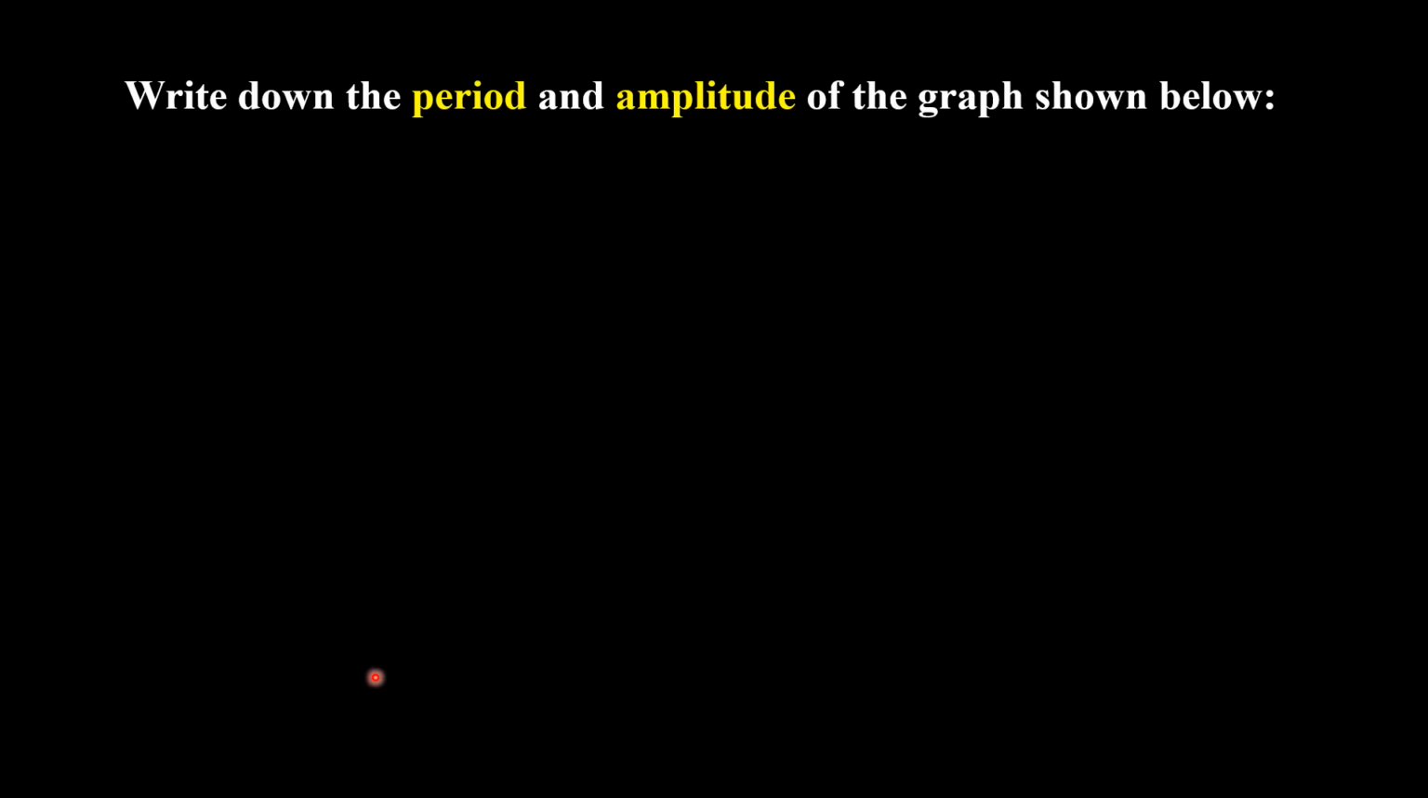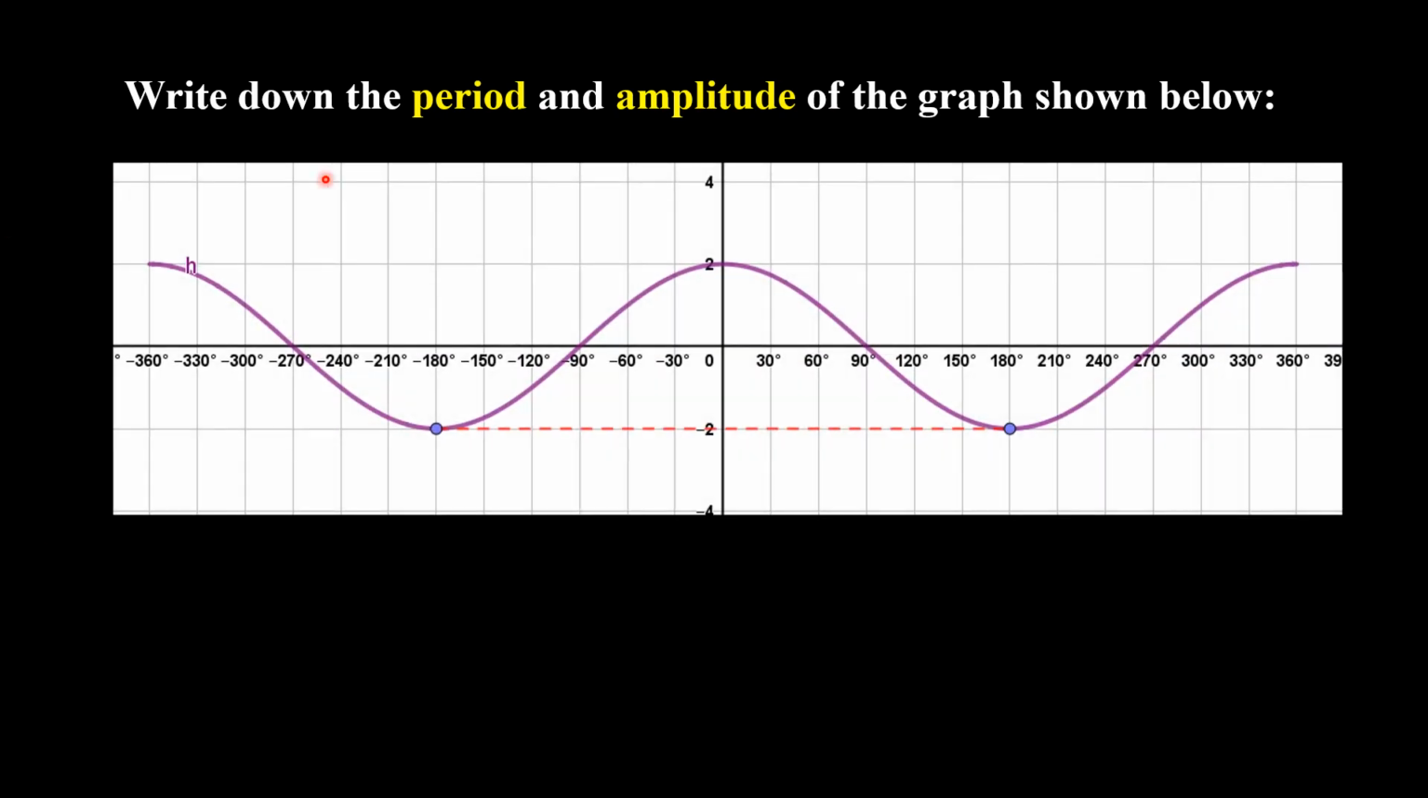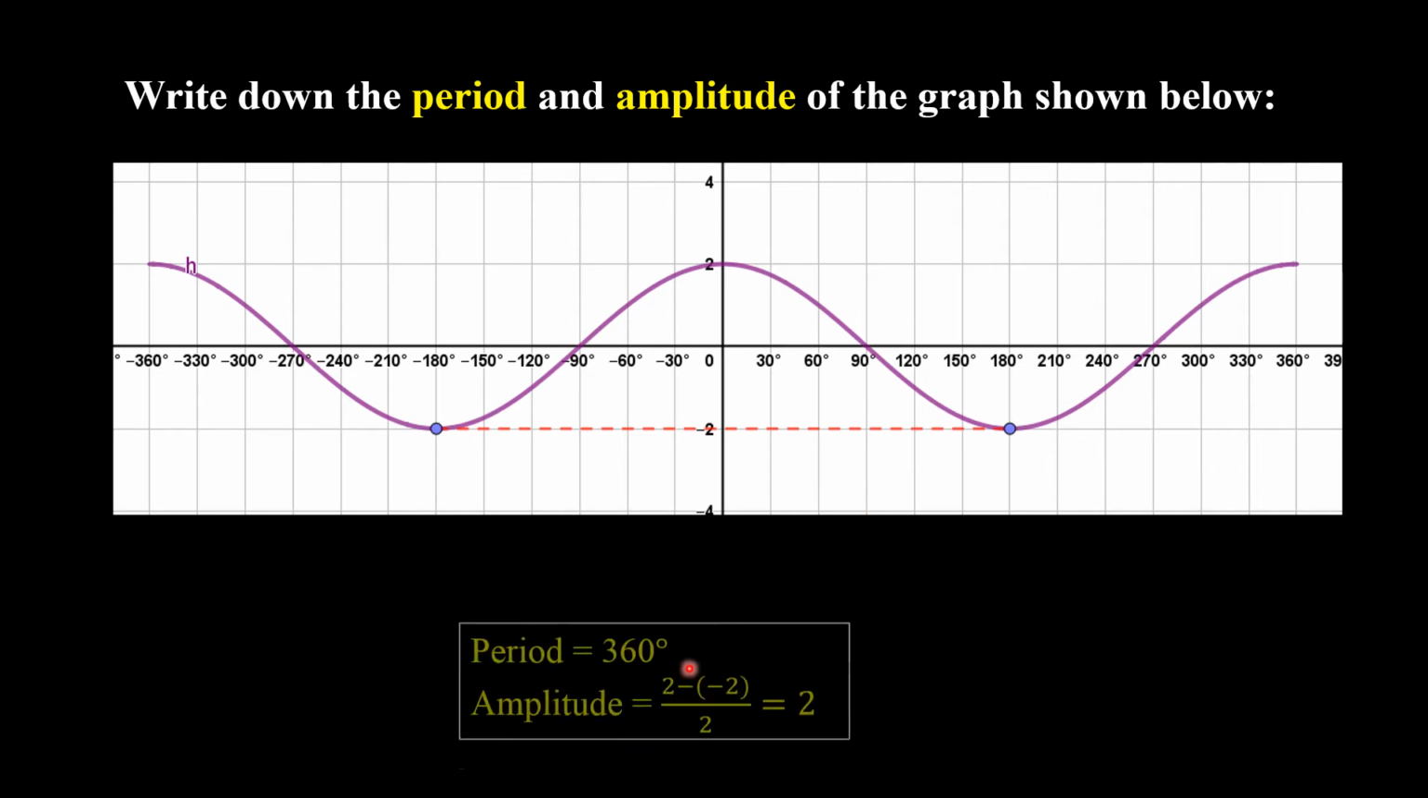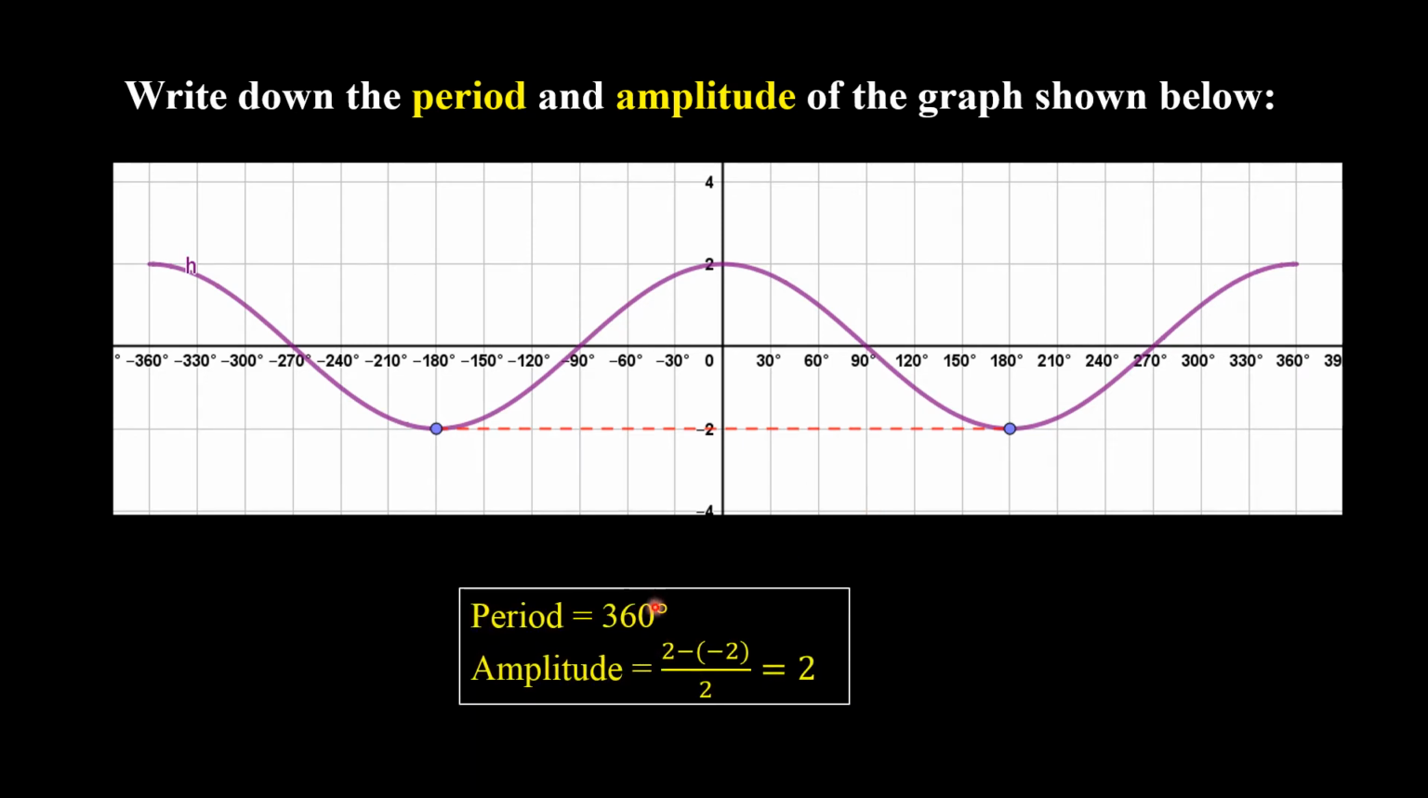Look at another question. Period and amplitude. So go for a point and then calculate the distance. Here also again it is from minus 180 to 0 and 0 to 180. So the period is 360 degrees. Amplitude: maximum minus minimum. So here it is 2 minus minus 2, making 2 plus 2, 4 divided by 2. So the amplitude is 2. Because we don't have the equation, only the graph is available.